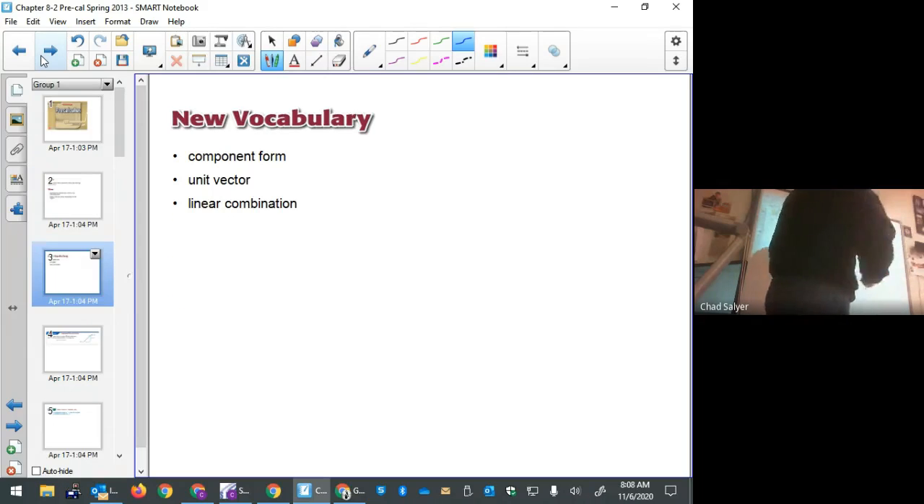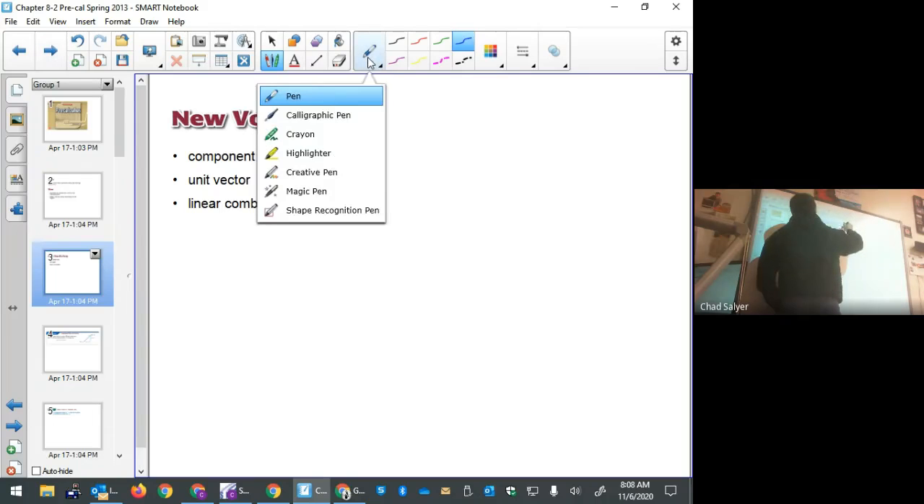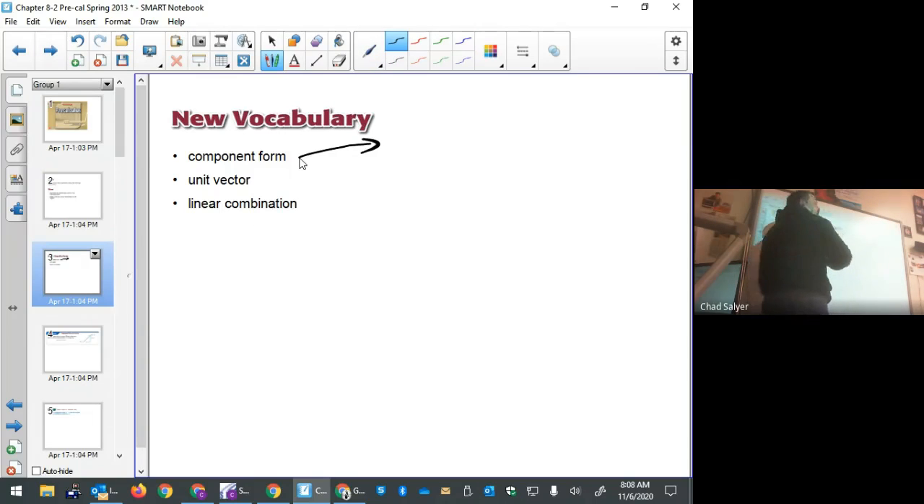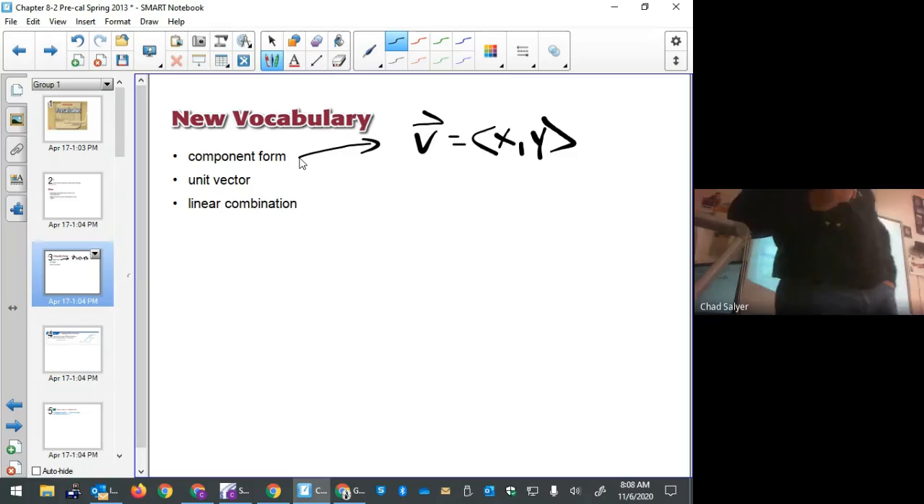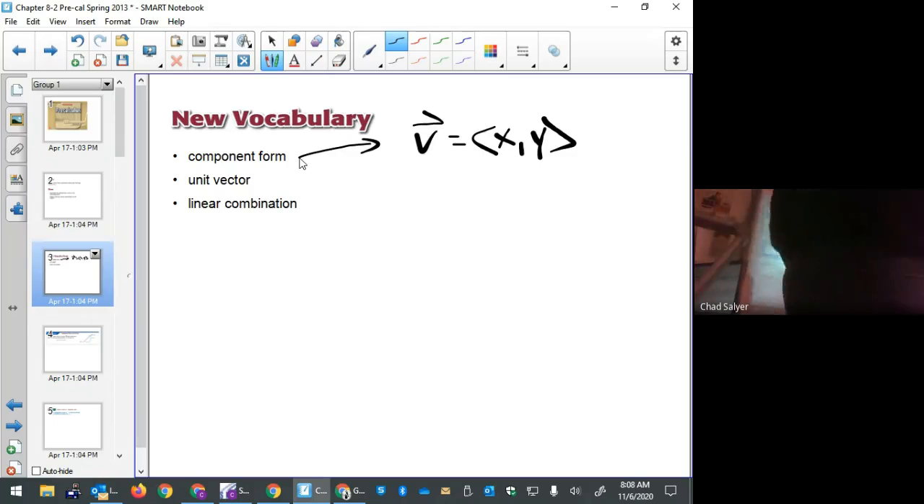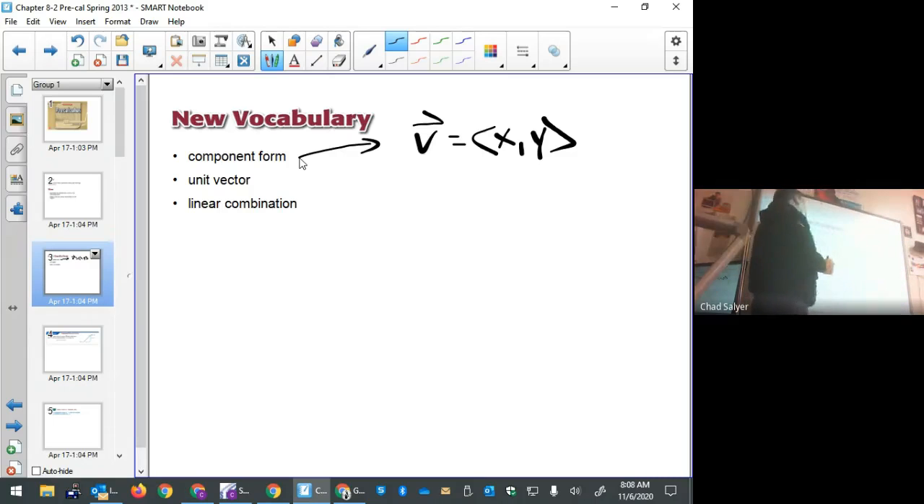Some new terminology, component form. Now, I gave you a little preview of this yesterday because I knew you would need it for that gym kit activity, because it was really impractical to assess it the geometric way. So anyway, the component form of a vector looks like this, where x is the displacement in the x direction and y is the displacement in the y direction.